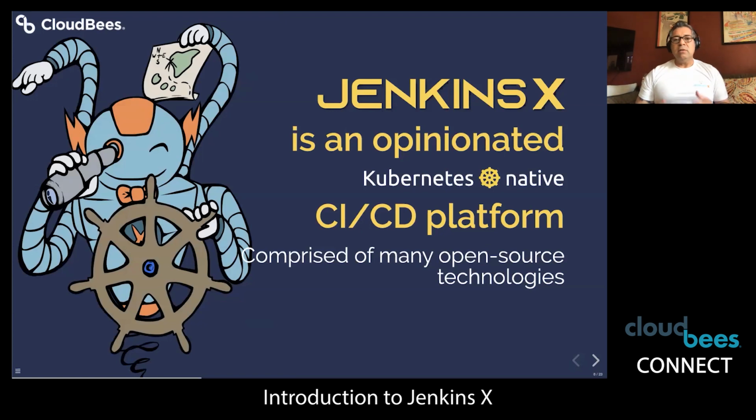So Jenkins X in general is an opinionated Kubernetes native CI/CD platform, which is comprised of a whole bunch of open source frameworks and technologies. Enumerating some, we have Chart Museum, Scaffold, Helm, and several others that you don't actually need to know. And I think this is one of the value propositions of Jenkins X: you don't need to know Kubernetes and related technologies to use it. You could set it up easily as per our documentation and then get started as a developer.